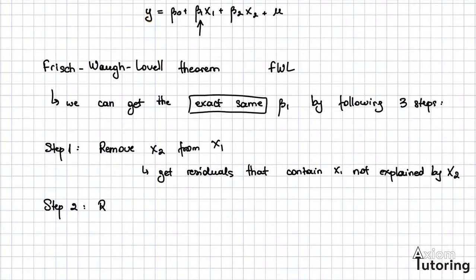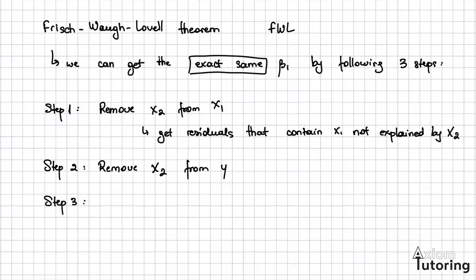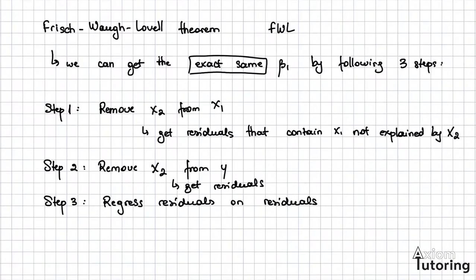we're going to remove x2 from y. Again, we're going to get the residuals in here, which is the variation in y that x2 cannot explain. And step 3 is regress residuals on residuals. So the slope from this regression should be exactly beta 1.